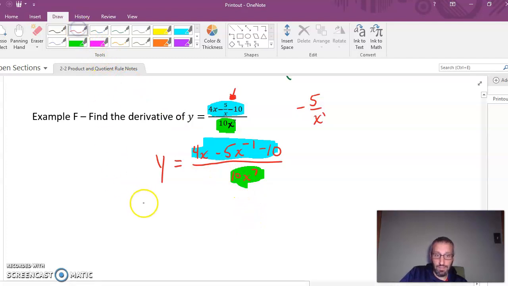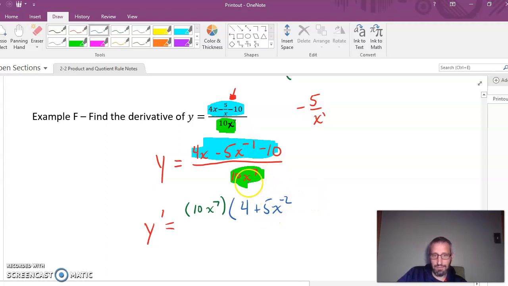All right? So let's focus on the left, right? Derivative of y is y prime for now. And low d high minus high d low all over low squared. Low, copy low. 10x to the 7th. D high. Derivative of 4x to the first is what? 1 times 4 is 4x to the 0, or just 4. Negative 1 times negative 5 is positive 5, x to the negative second, right, if we're subtracting 1, right? And then the derivative of the constant 10 is 0.